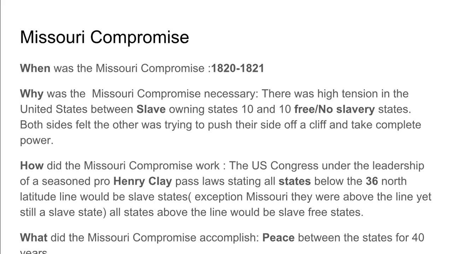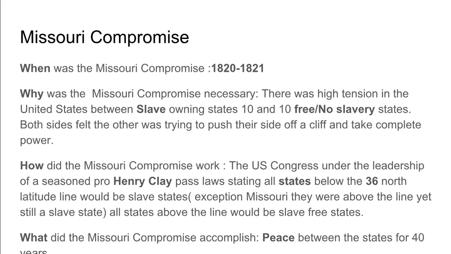And so there is a large push within Missouri to become a slave state. They are farming, and so they make the exception with Missouri. Missouri will be above the 36 latitude line, and they will still be considered to be a slave state.